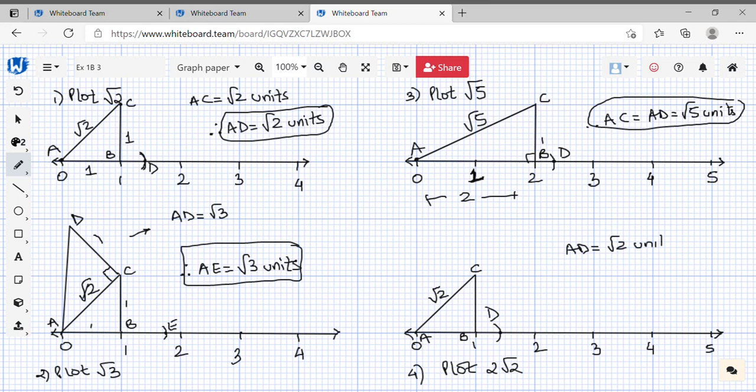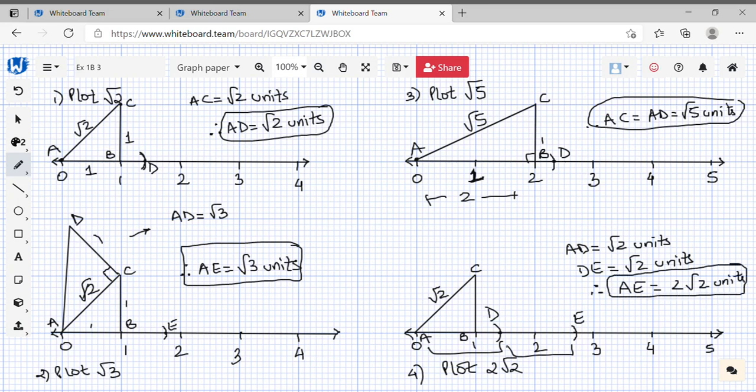They want root 2 once again because they want 2 root 2. I keep my compass here now and I cut my arc somewhere here. Let's call this point E. DE is also equal to root 2 units because I have plotted root 2 once here and once here. Therefore, from the origin, AE will be equal to 2 times root 2 units. So that's how you would do constructions of 2 root 2 units, 3 plus root 2 units, 3 minus root 2 units. If I have to do 3 plus root 2, I will start the construction from 3 and after measuring root 2, I'll cut an arc somewhere here.